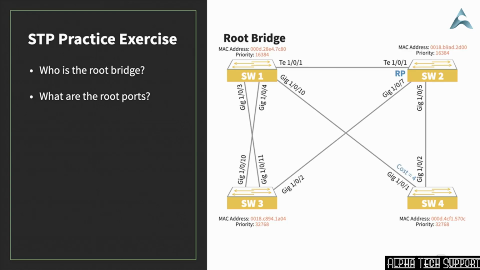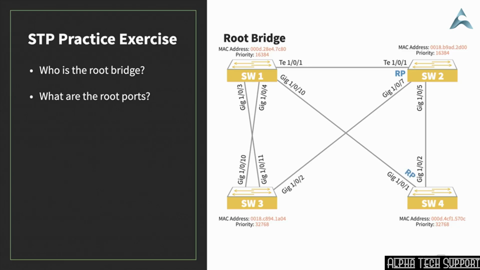What about SW4? Well, if it goes directly to SW1 over that gig link, that's a cost of 4. It could go up to SW2. It's going to cost 4 to get there, though, and then it would cost an additional 2 to go from SW2 to SW1. That's a total of 6. That means on switch SW4, our root port is gig 1/0/1.